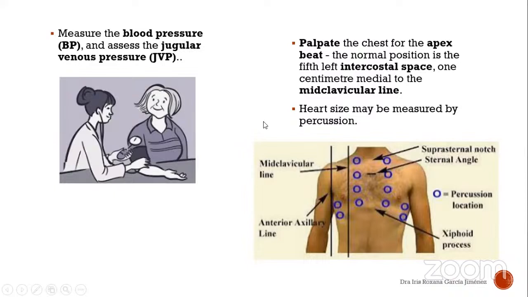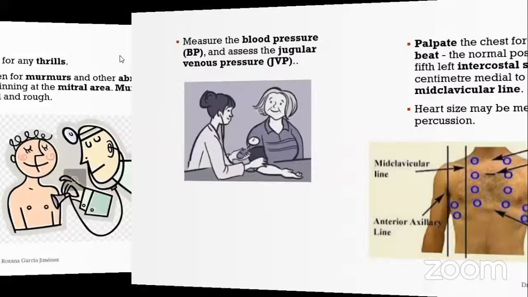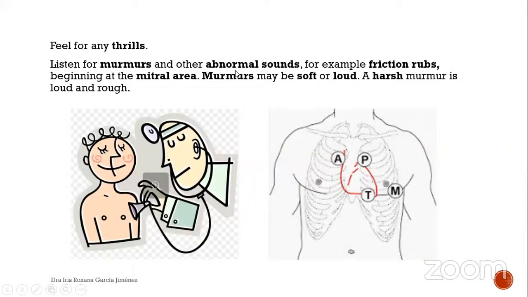Heart size, we all know about it. We get this idea, we know where we have to make this percussion, how to do it. Just check the anatomical details, the description of the lines, for catching what we are talking about. Feel for any thrills, of course, while listening, and listen for murmurs and other abnormal sounds. For example, friction rubs, beginning at the mitral area. Murmurs may be soft or loud. A harsh murmur is loud and raw.